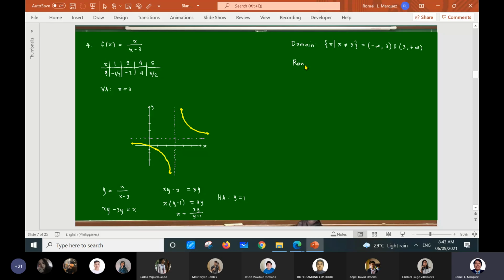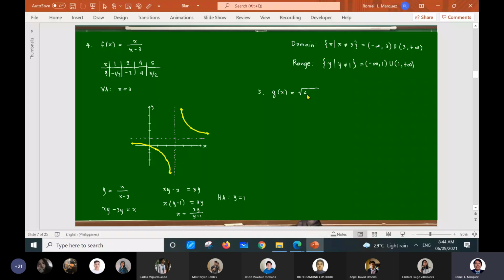Children, what do you think the range is? Set of all y such that y is not equal to 1. Or that is negative infinity to 1, union with 1 to positive infinity. Any question with this, children? None po, sir. What about if I have g of x is equal to square root of 4 minus x?